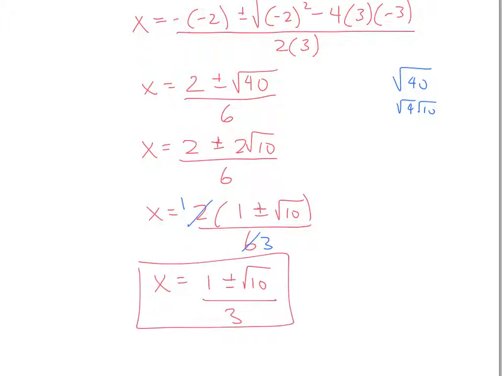Again, if you want to break these up into two different answers as 1 plus square root of 10 over 3 and 1 minus square root of 10 over 3, that could be a possibility. And also if you're graphing these, most likely you're going to put these inside your calculator to get a little bit of decimal value. You can always approximate the square root of 10.